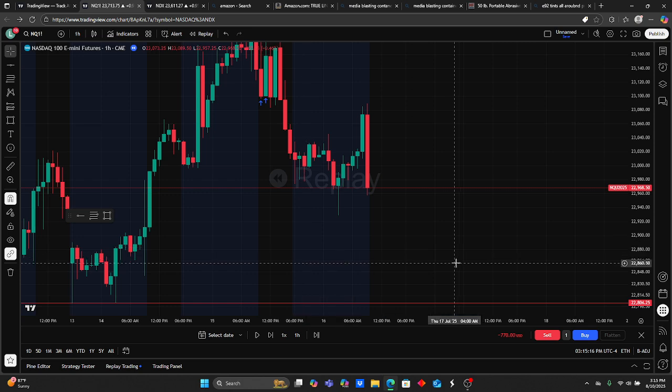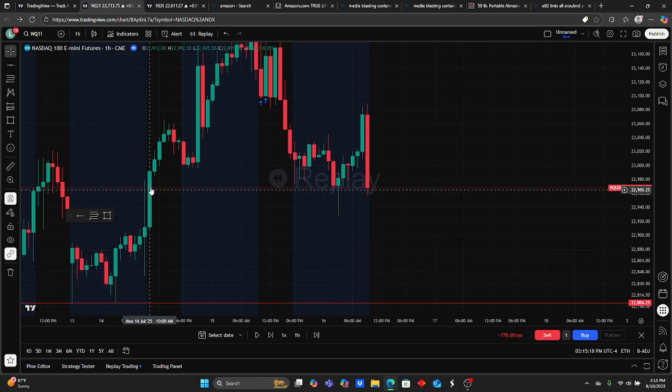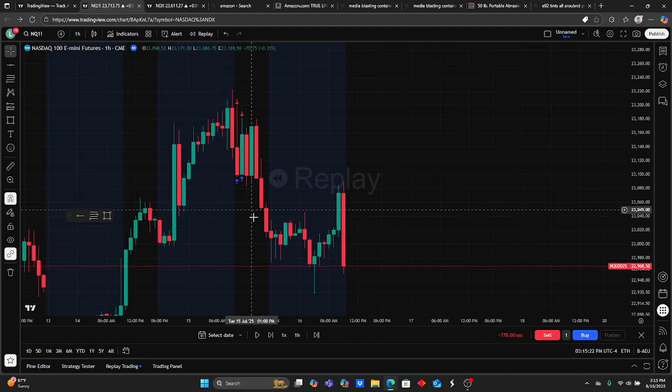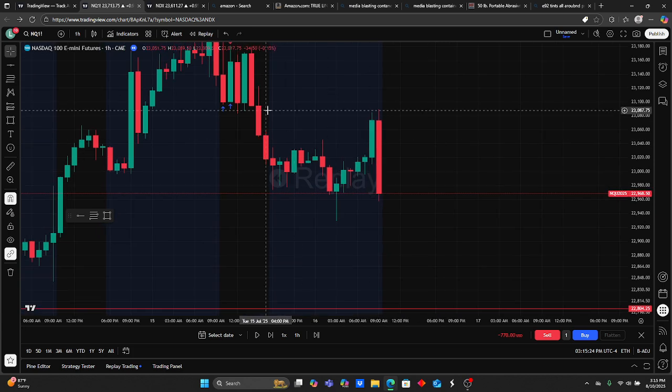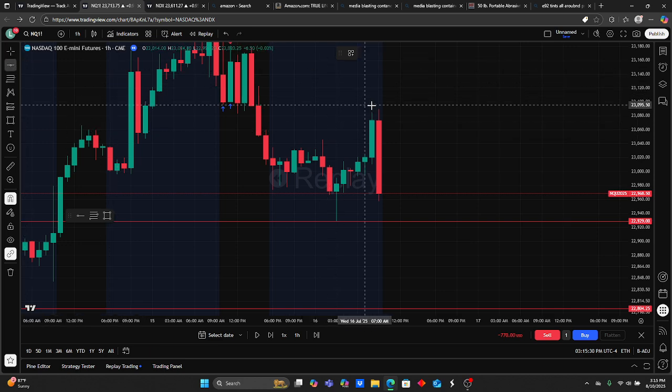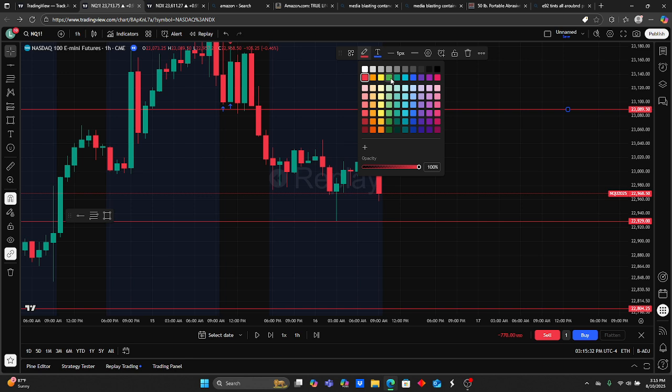Let's see. Yeah, bullish fair value gap here gets respected. We're bullish, we're bullish, we're bullish. We break structure, come down, and now we're respecting these bearish fair value gaps. So we have a low here from this session. We have some highs here from this session.